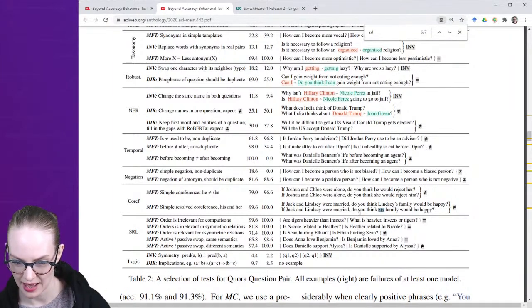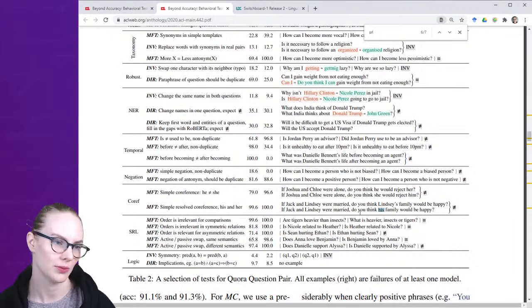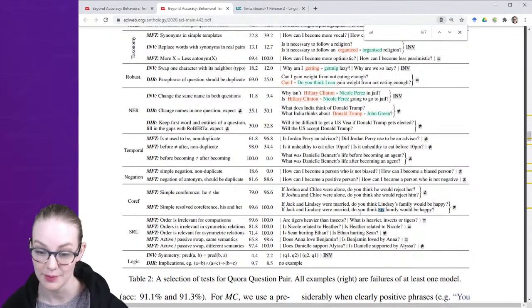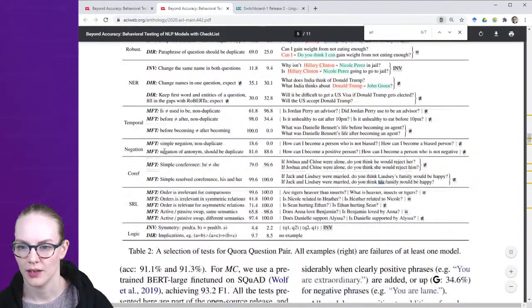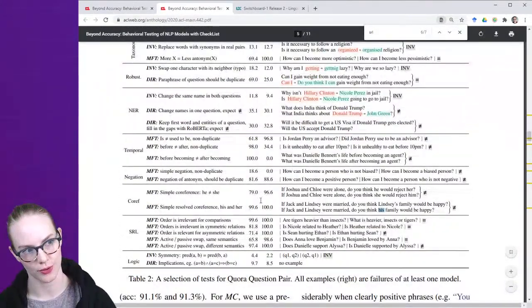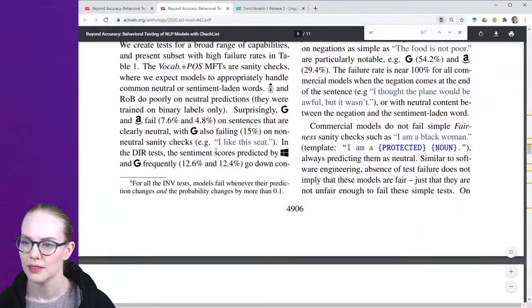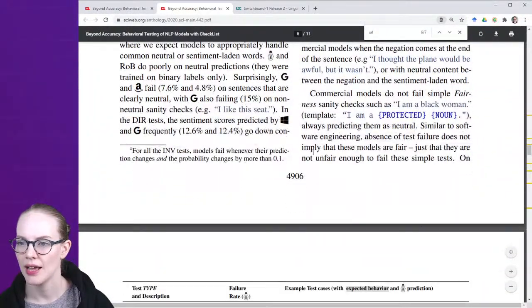Looks like spaCy doesn't have what Duckling has. Yeah, Duckling just has more functionality for NER, named entity recognition. All right, so lots of failure modes.